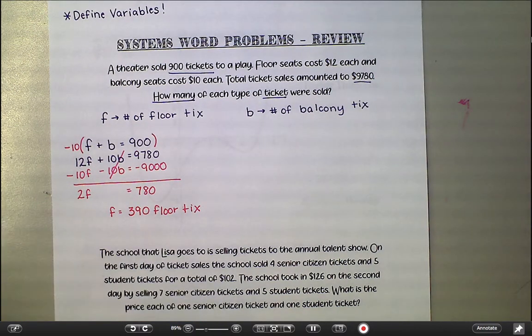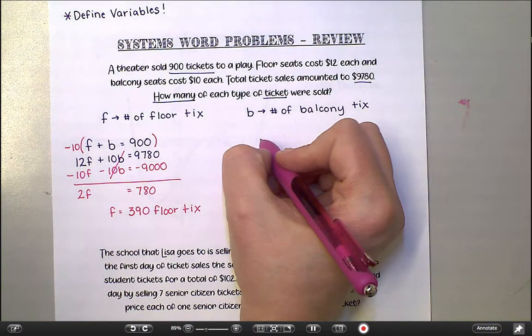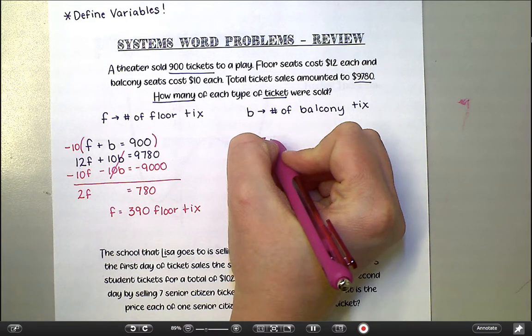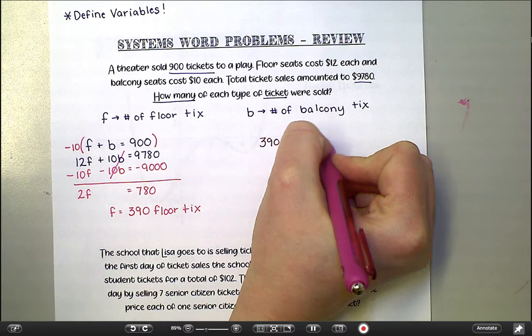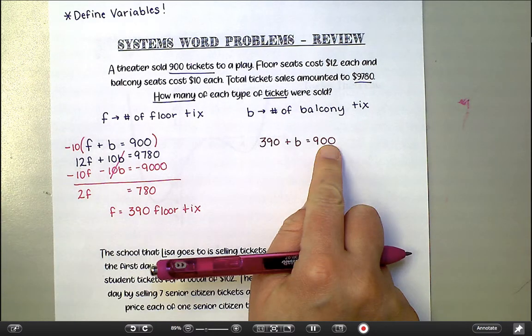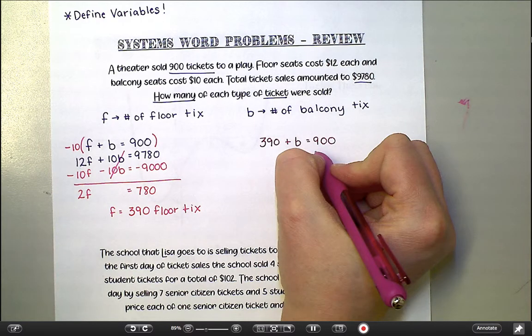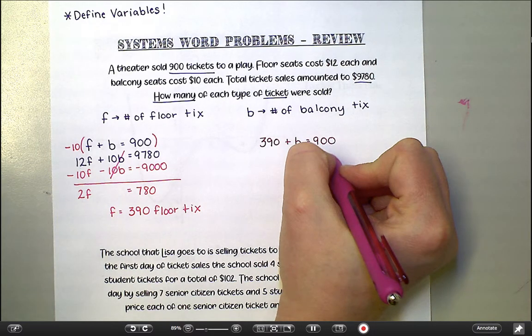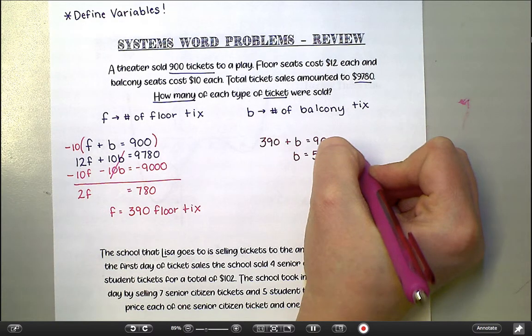So I'm going to write it out kind of formally here. You probably would say, I would just subtract from 900, but I'll show you why that is. Really what I'm doing is plugging the 390 in for F, and then subtracting it from the other side, right? So when I subtract from the other side, let's see, I think I get 510. And so then that would be 510 balcony tickets.